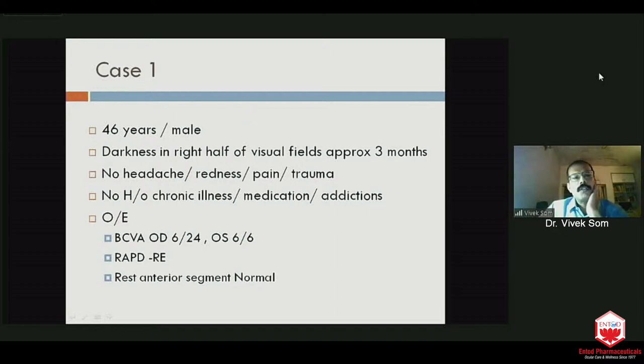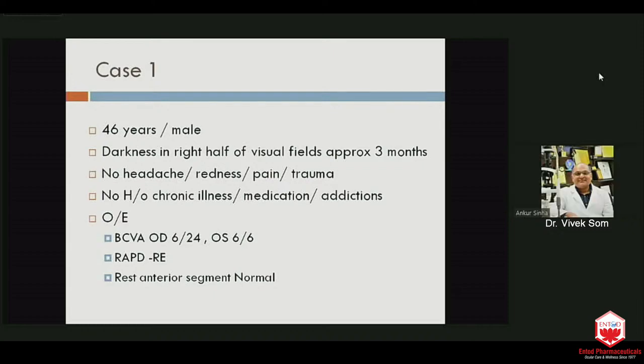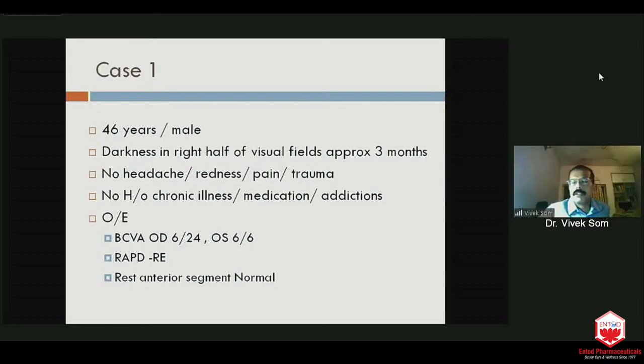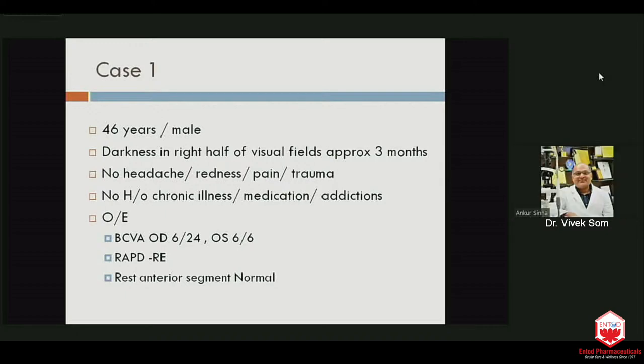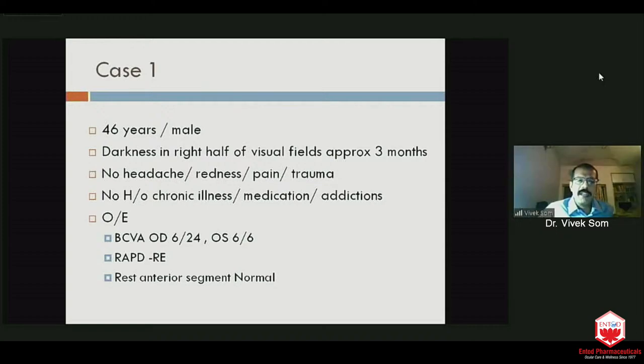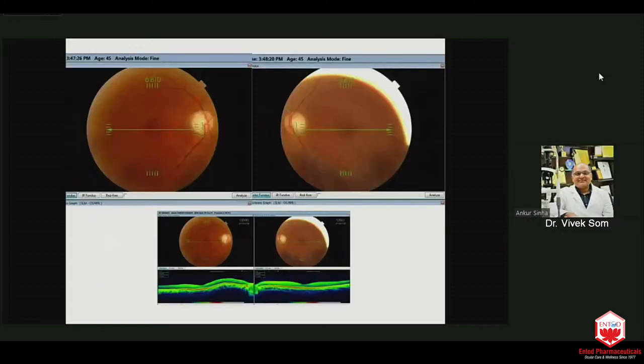Okay, so I'll start with two cases which I saw recently, in the last 7-8 days only. First was a 46-year-old male referred from the periphery. He had loss of the right eye visual field for approximately 3 months. He had no history of headache, redness, pain, trauma, no chronic illness, medication or addictions. At presentation, his best corrected visual acuity in the right eye was 6/24 and the left eye was 6/6 Snellens, and he had a relative afferent pupillary defect in the right eye, and the rest of the findings were normal.